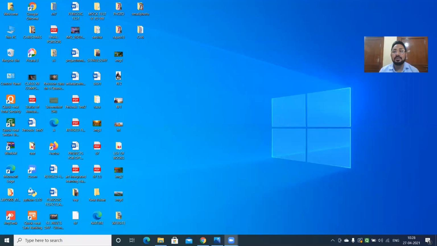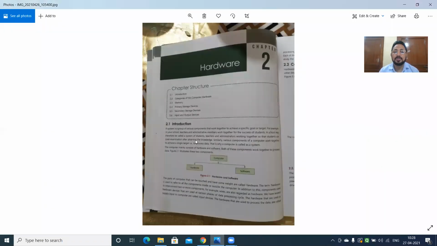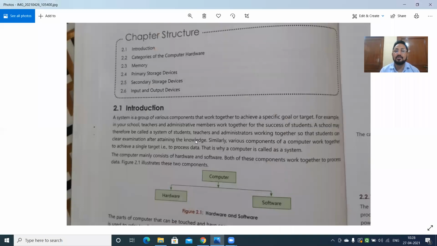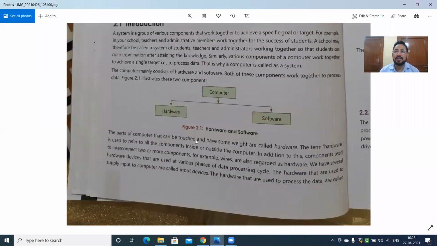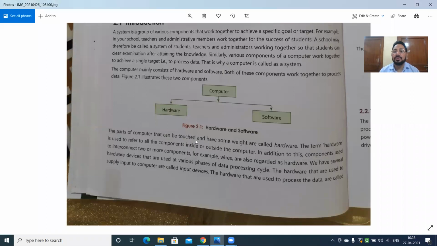So I'll share my screen for you. Now I'm sharing the screen. The screen is shared, and I will open the pages which I am going to teach you. Chapter number 2, introduction. A system is a group of various components that work together to achieve a specific goal or target. This I have already explained, and then I explained computer hardware and software.